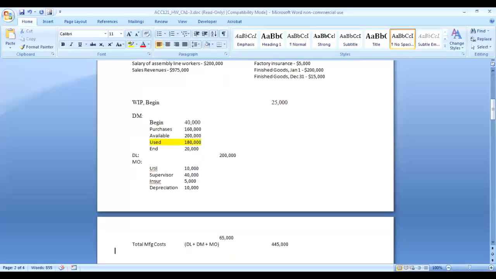So if I add together my work in process beginning, 25,000, and my total manufacturing costs of 445, I'm at 470. What do I call that subtotal? It's got kind of a name. Yeah, that's my total cost of work in process. Actually, we can move that off to the side like that. Again, that's just my beginning work in process, goods that were partly done at the beginning of the period, plus all of my current manufacturing costs.